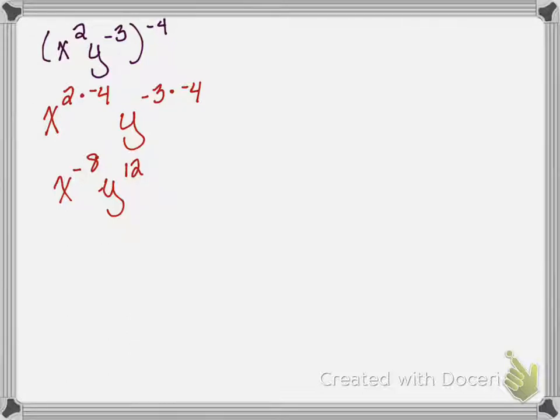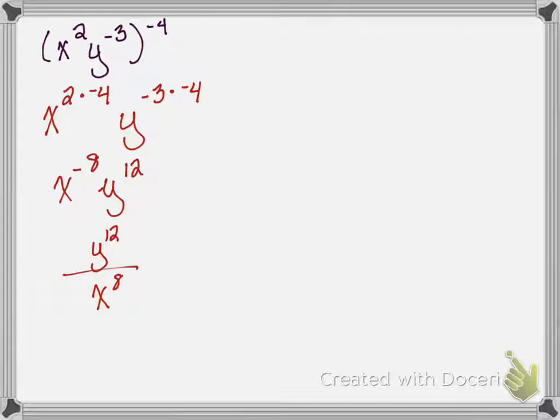What stays in the numerator? The positive, the y to the 12, good. And what goes to the denominator? X to the, yeah. So then I have x to the 8th in the denominator.